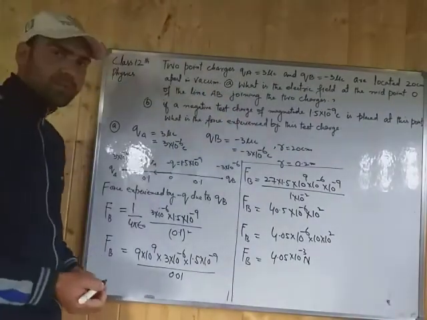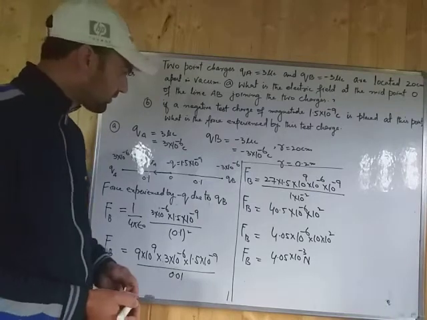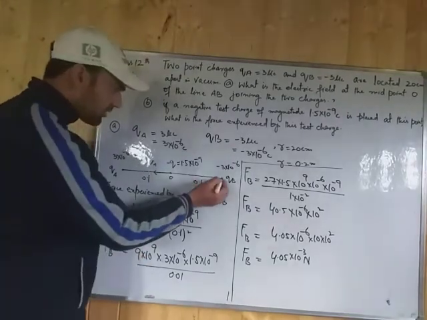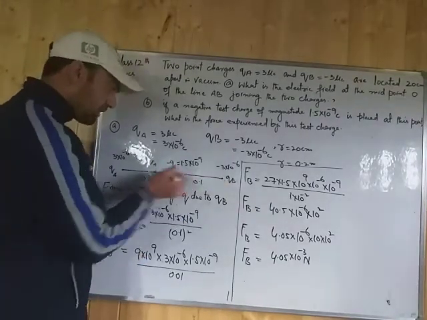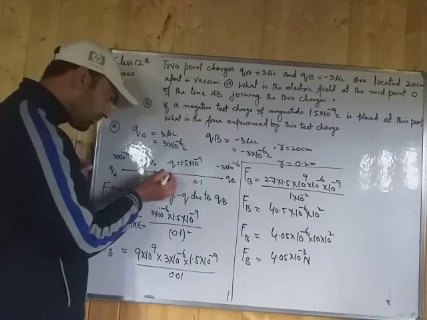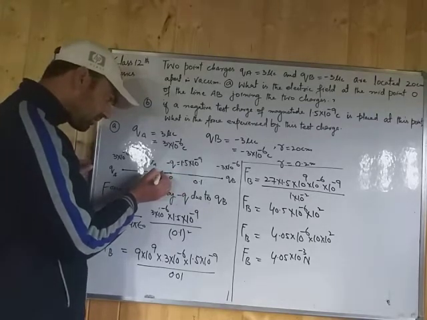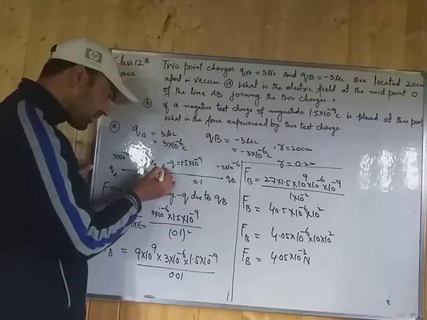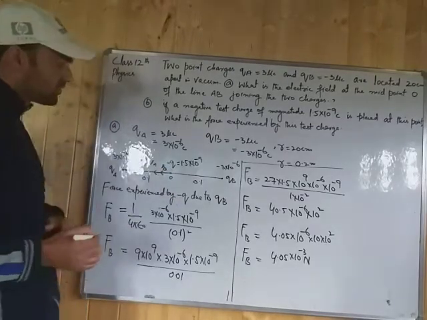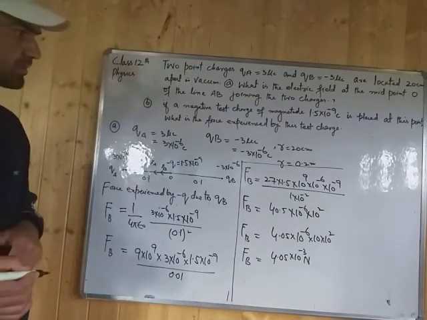But what's the direction? If you see the direction of this force, it's a negative charge, it's also a negative charge, so it will repel it. So the direction of this will be along this. So this will be the direction of force FB.